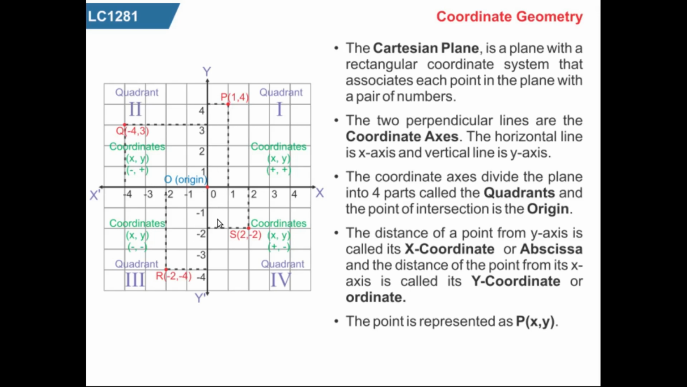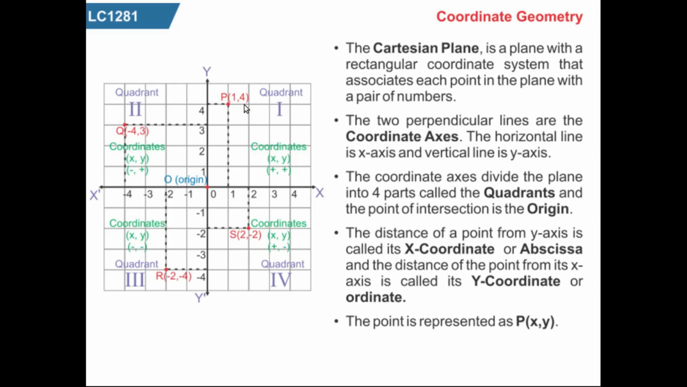Abscissa and ordinate. See here, how will questions come to you? A point will be given, for example take this P, which is named as (1, 4). So what is the abscissa of this point? Abscissa of point P means what? Abscissa means x coordinate, right? So at this point draw a perpendicular line. Here this line meets at point 1. So the abscissa of this point is 1. What is the ordinate? The y coordinate, that is 4.